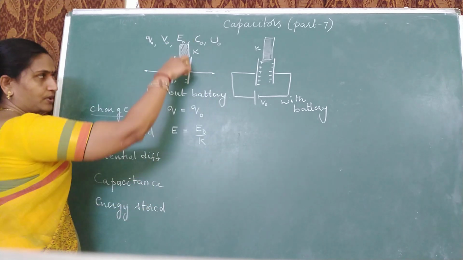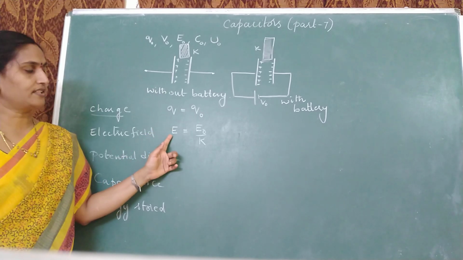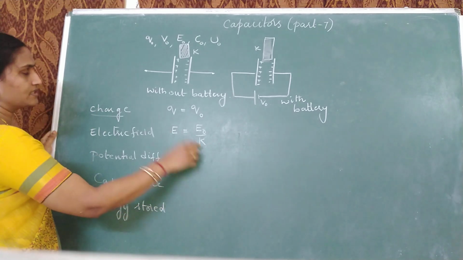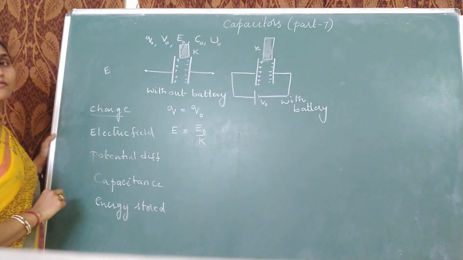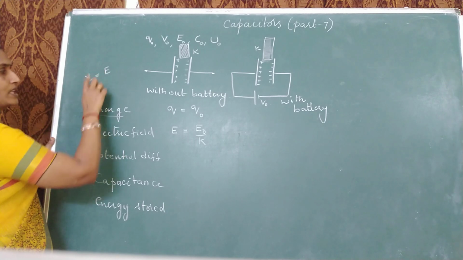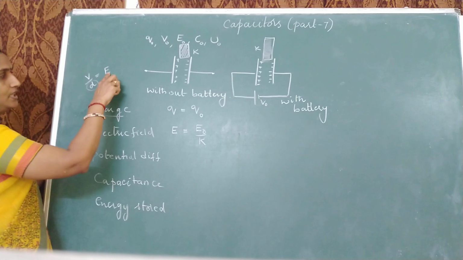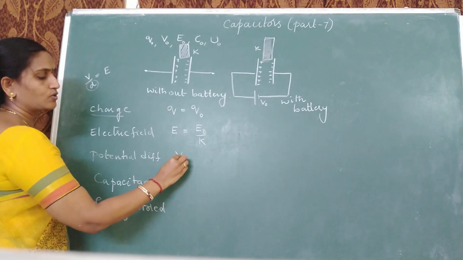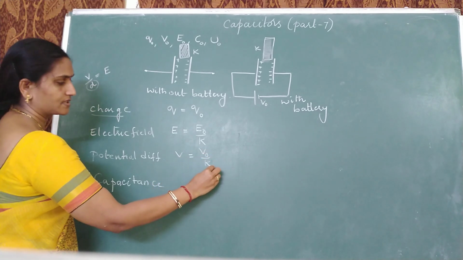Without a battery, if you introduce a dielectric slab, charge remains constant, but the electric field is decreased by K times. Since the electric field is decreasing, we know for a parallel plate capacitor the relation between electric field and potential difference: V by d is equal to E. Since the distance between the plates is constant, if the field decreases, the potential also decreases. So the potential difference between the plates will also decrease by K times.